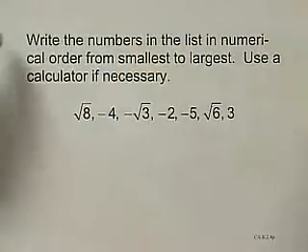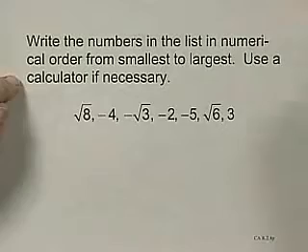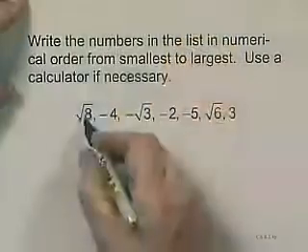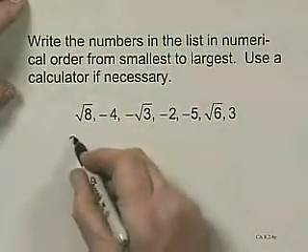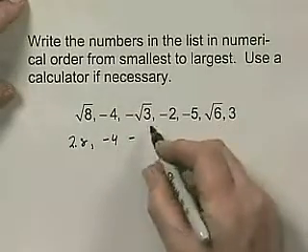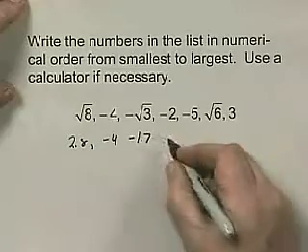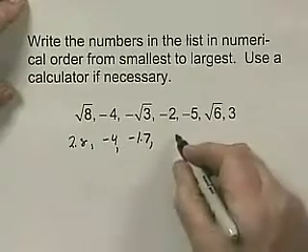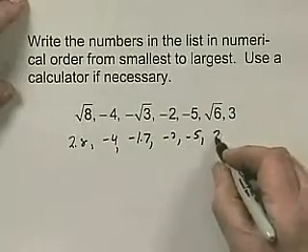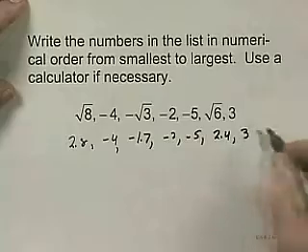Let us look at an example. Write the numbers on the list in numerical order from smallest to largest and use the calculator if necessary. First we will write them in decimal form, rounding them off to the nearest tenth. Square root of 8 is about 2.8. Negative 4 is fine. Negative the square root of 3 is about negative 1.7. Negative 2 is fine. Negative 5 is fine. And the square root of 6 is about 2.4. And then we have 3.